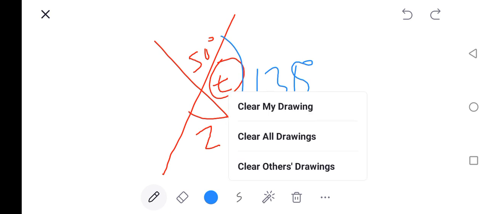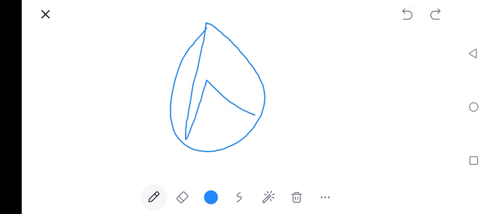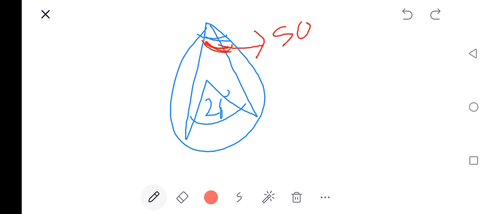And then this theorem, what does it state? If there's a 25 degrees here, what angle will be in red here? So 25 by 2, that's 50? Wrong. Divide by 2.